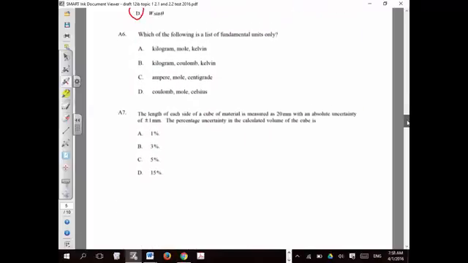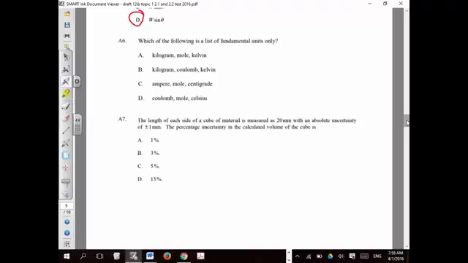Okay, which of the following is a list of fundamental units only? Kilogram, mole, Kelvin; kilogram, coulomb, Kelvin; ampere, mole, centigrade. But that's not a fundamental unit. Coulomb is not a fundamental unit. It's A.